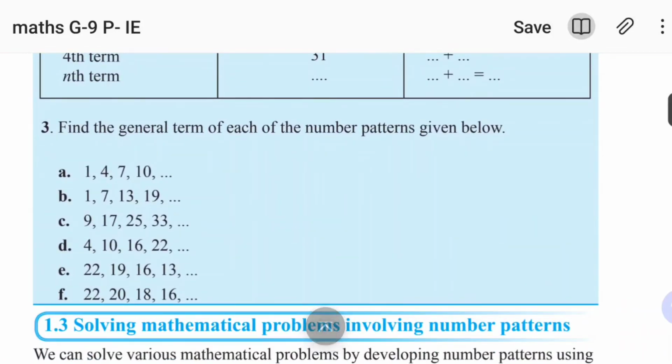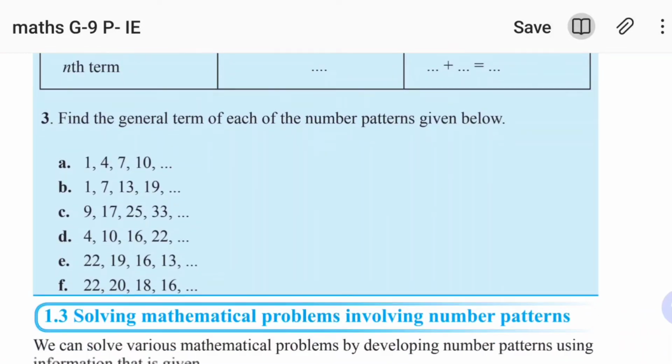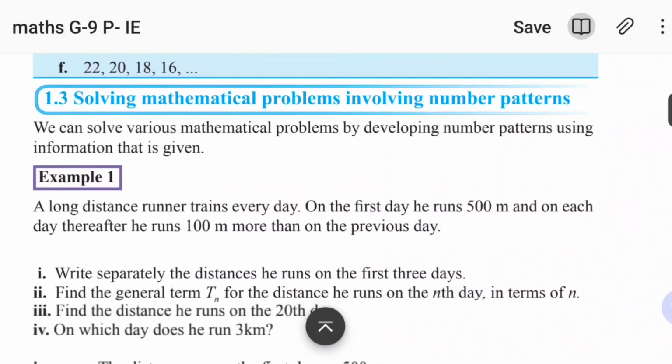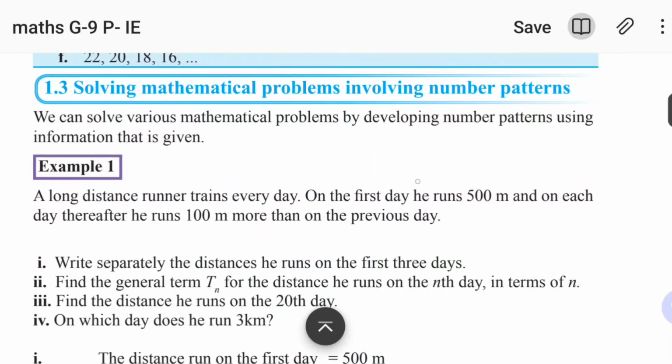Okay, finding the general term should now be quite easy for you to move forward from here. So now let's solve mathematical problems involving number patterns. Why do we learn all these number patterns? It's not just for fun, right? In the real world, sometimes we find these kinds of patterns, and obviously mathematics comes to our rescue to learn more about them. So let's look at examples of this.